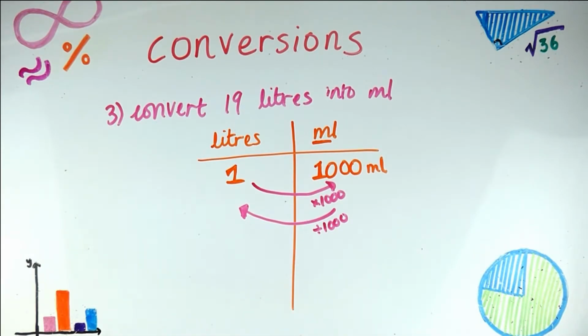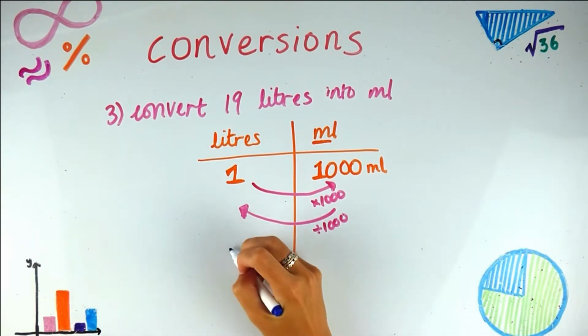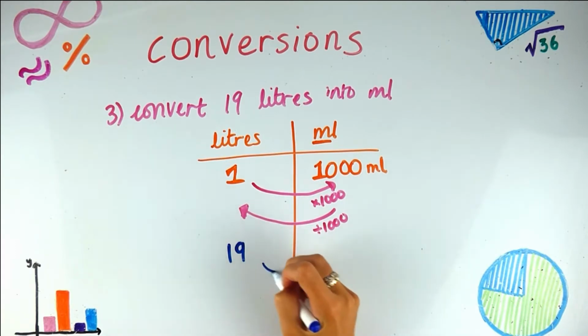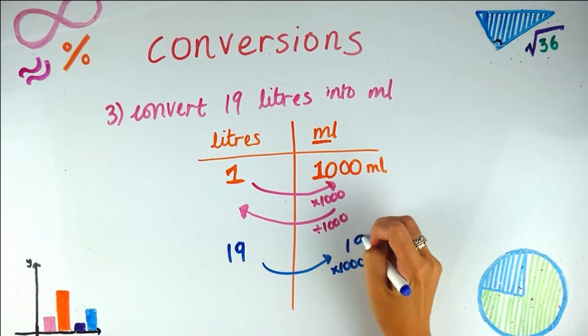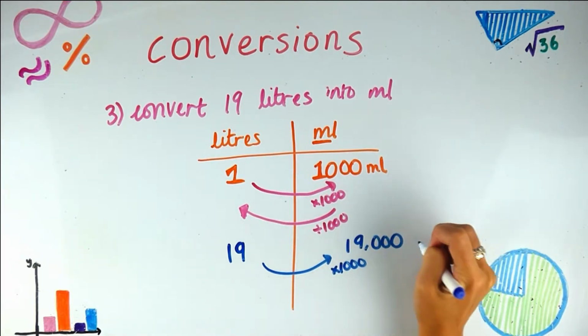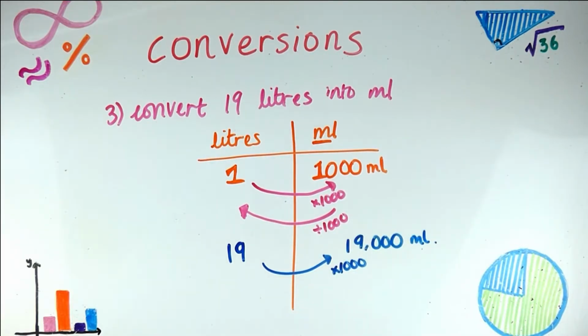So what's the question asking me? Put the values in. I have 19 litres. Put that in the litres column. I want millilitres, so I'm going to multiply it by 1,000, and that is 19,000 millilitres. So I really like the column way of doing it. Now, one that's a bit different is when you do speed, because there are two things to worry about. So we'll look at that now.